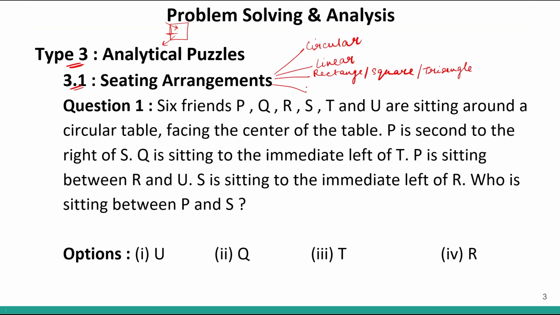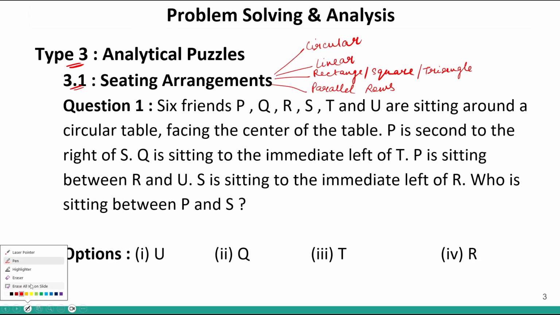Then I also told you that there is the fourth kind, that is parallel rows. Don't worry, we will have separate chapters for this as well to discuss everything. So parallel rows means that there are two rows of people that are sitting. They can be facing each other, or they can be facing same direction, or they can be facing opposite directions as well. So three cases are possible in parallel rows. So these are the types of questions that can come in your seating arrangement. So today we are given a question.